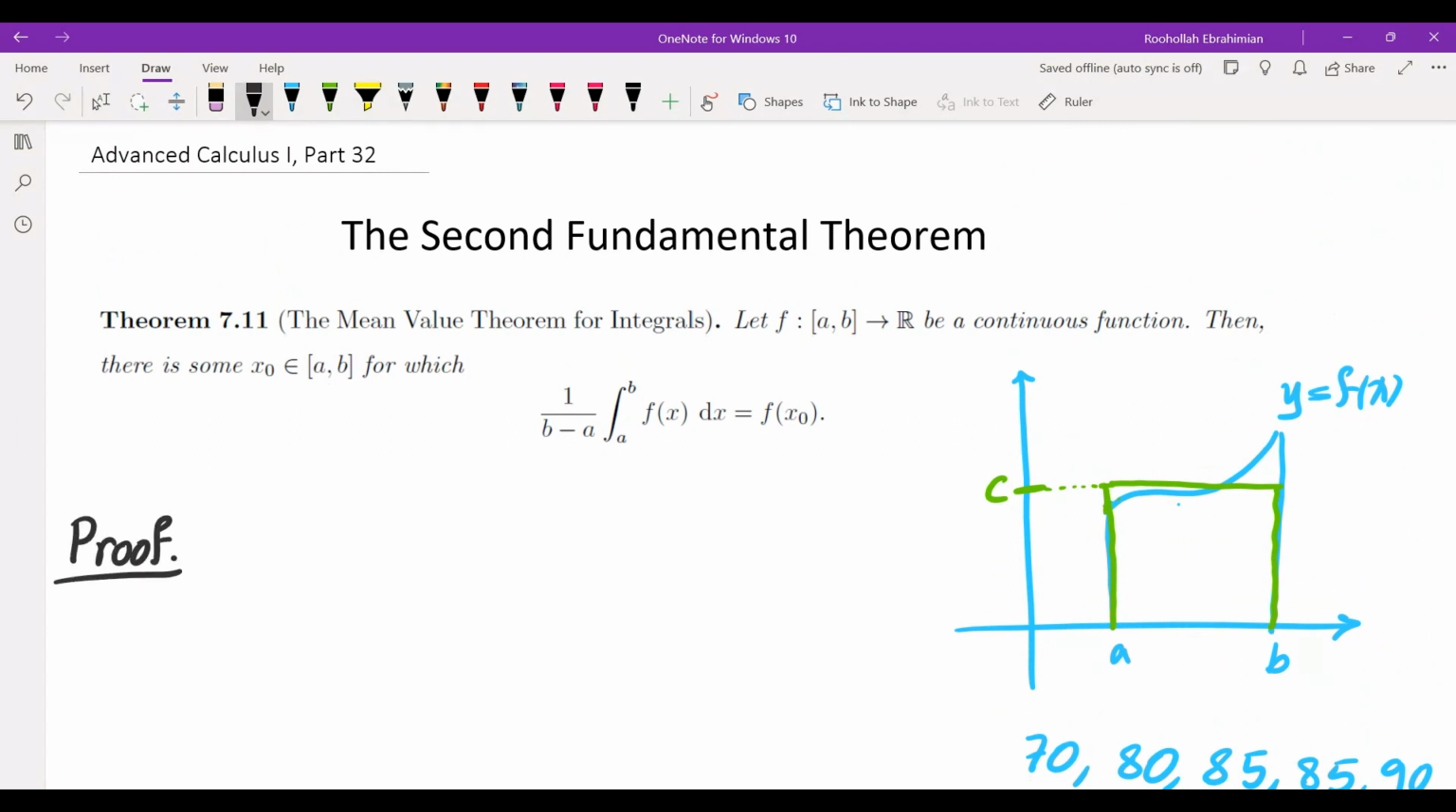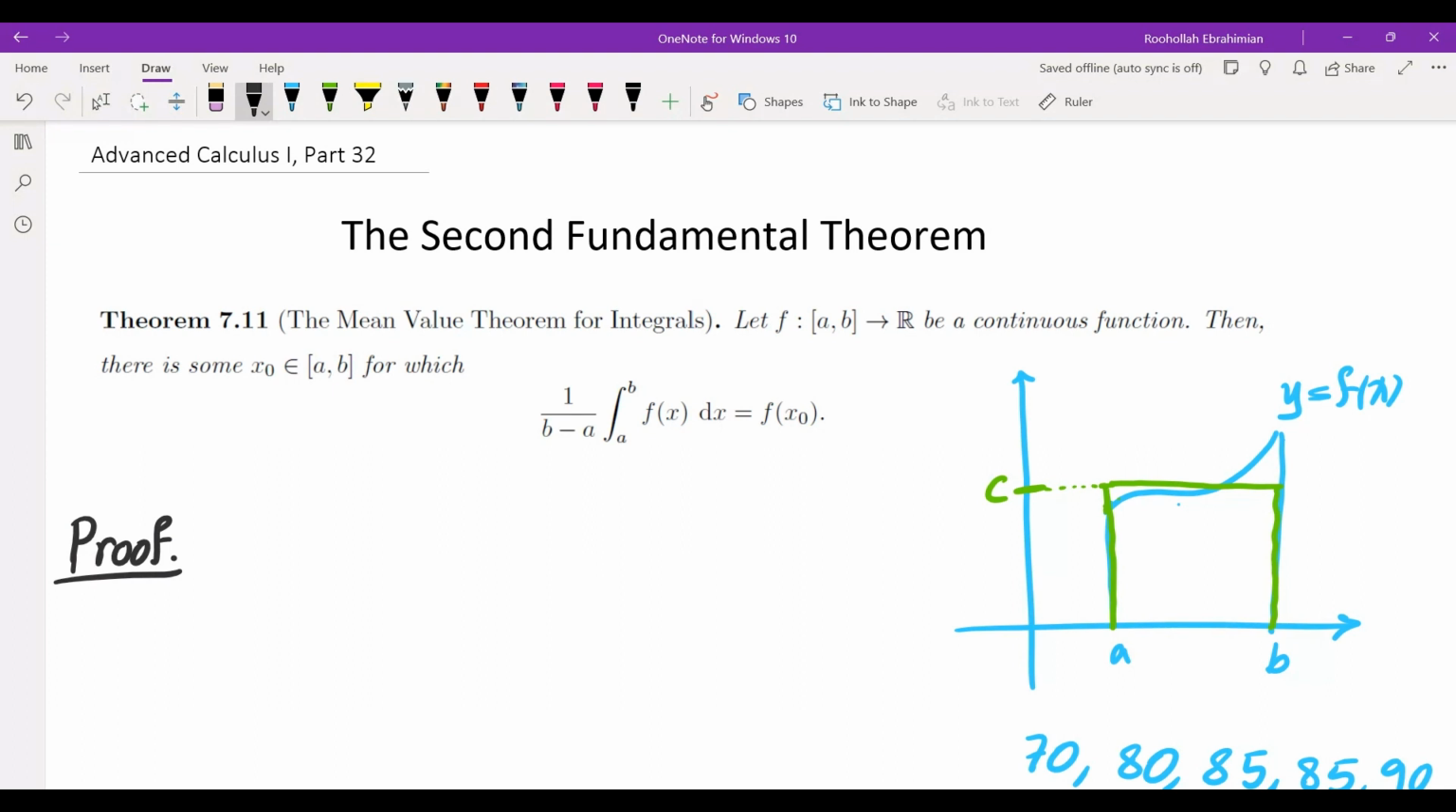Okay, so now what does this theorem tell us and how do we prove it? This theorem is called the mean value theorem for integrals. It tells us that the average value of a continuous function is a functional value. In other words, if f from the closed interval a b to R is continuous, then there is some x naught between a and b such that 1 over b minus a times the integral from a to b of f is equal to the value of the function at that point. In other words, the average value is equal to a functional value.